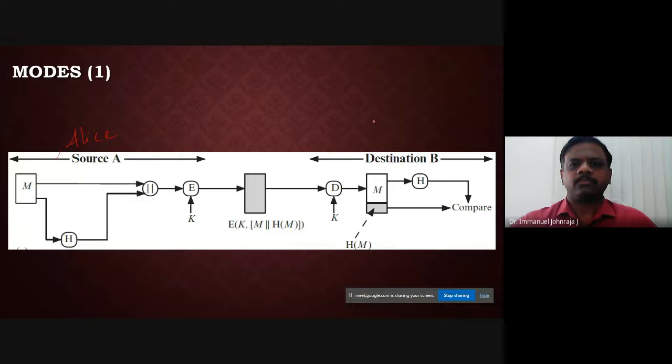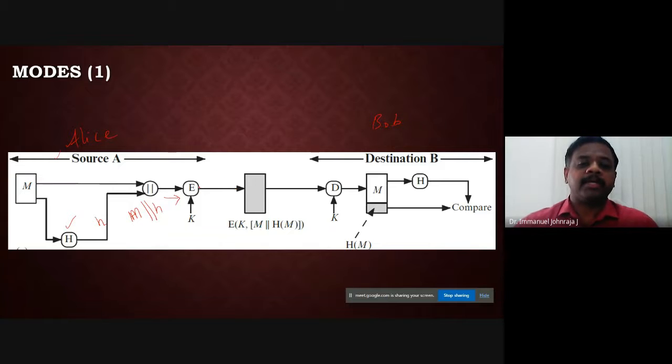This is Bob in our example. So Alice takes the original message M and applies the hash function. This is a one-way function, as we have been speaking. Now the message and the hash value are appended, and it is sent for encryption.